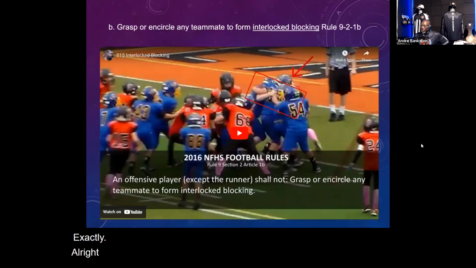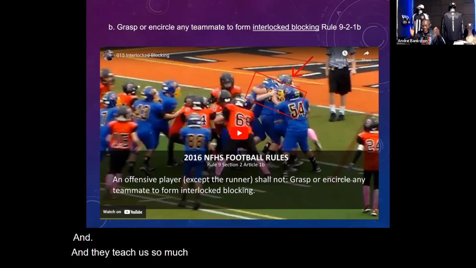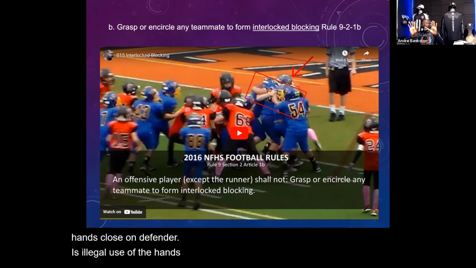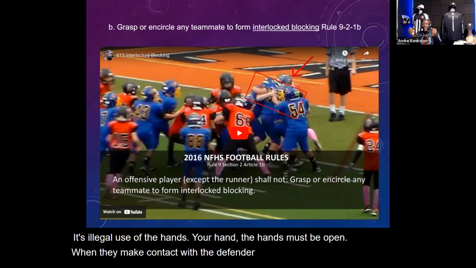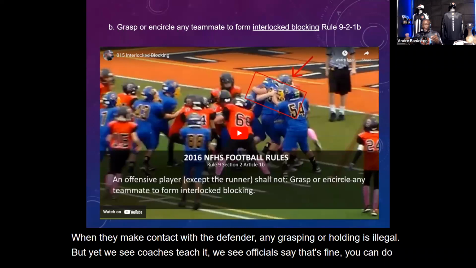All right, so in those two techniques, and again, I hear this and see this a lot. Coaches teach their players to grab inside the breastplate area. And they teach it so much, they think that it's legal to do so. Anytime the hands close on the defender, it's illegal use of the hands. The hands must be open when they make contact with the defender. Any grasping or holding is illegal. But yet, we see coaches teach it. We see officials say, oh, that's fine, you can do that. No, you cannot.